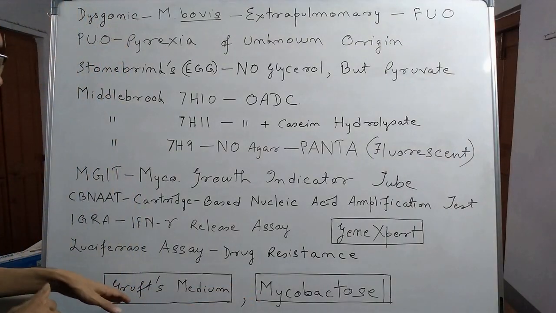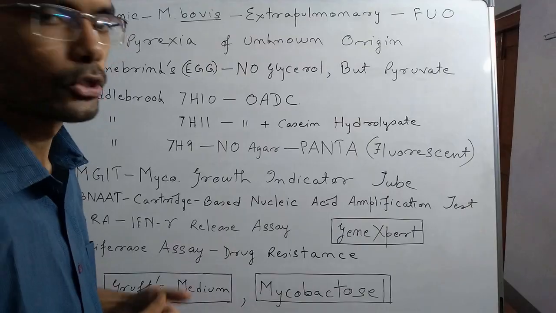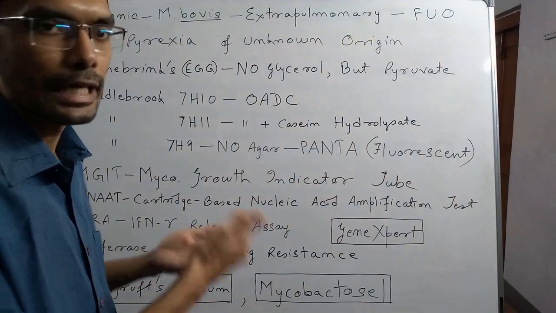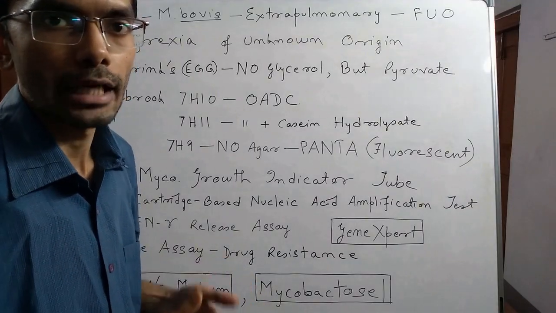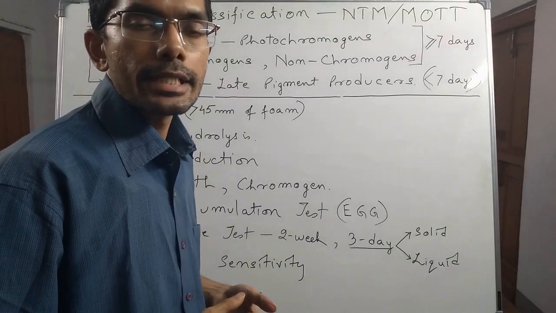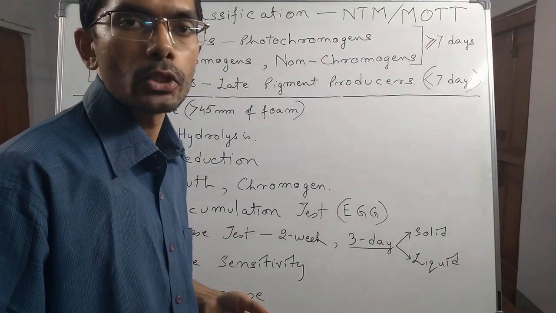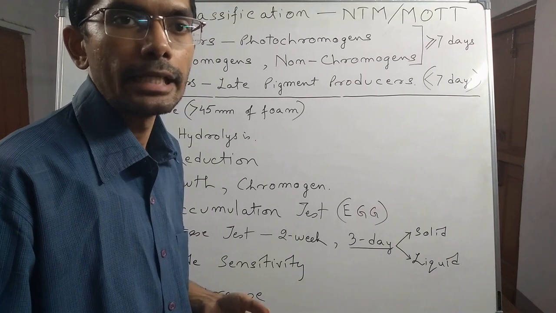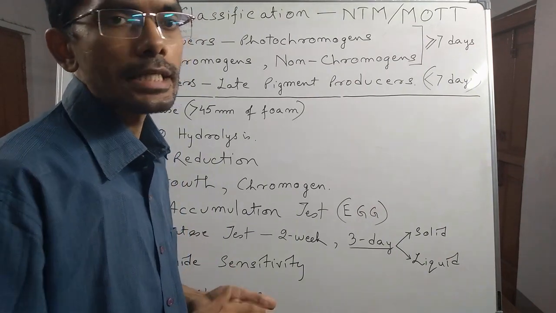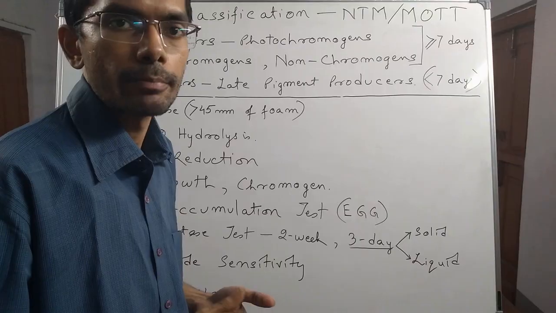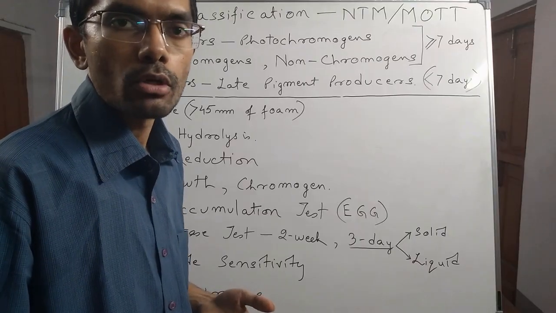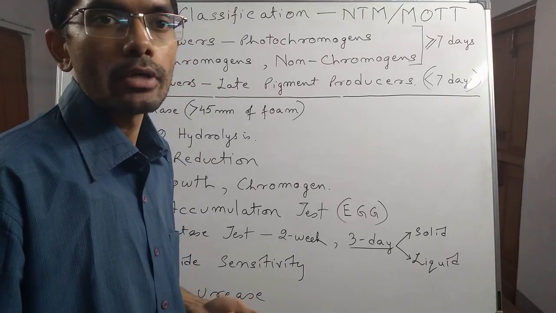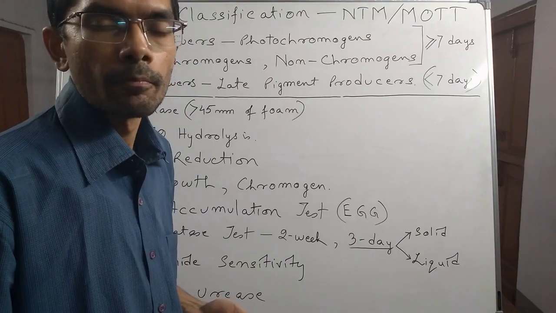And finally, Gruft's medium and Mycobactosel are two other media that are supplemented with antibiotics to inhibit the growth of contaminants. We shall now discuss the various biochemical reactions, but only in brief, because they are not used in routine diagnosis but mainly in research. These tests differentiate between mycobacterial species that don't usually cause disease in humans and are found in the environment as saprophytes.